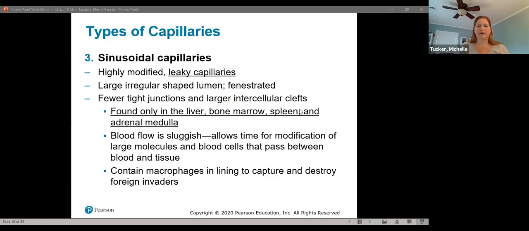And then we have our least common and our most leaky, so leaky that the blood flow becomes sluggish, allowing time for modification of large molecules. This occurs in the liver. You need to get reticulocytes into erythrocytes in the bone marrow, kind of push them out, as well as to seed platelets, and some in the spleen and some in the adrenal medulla.